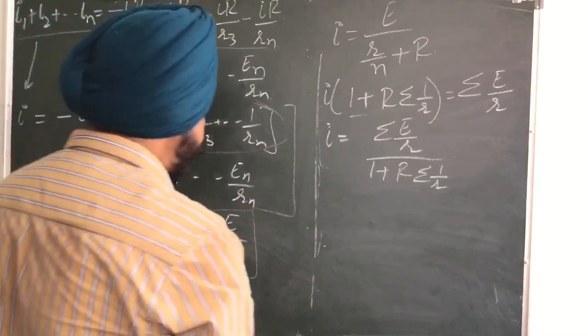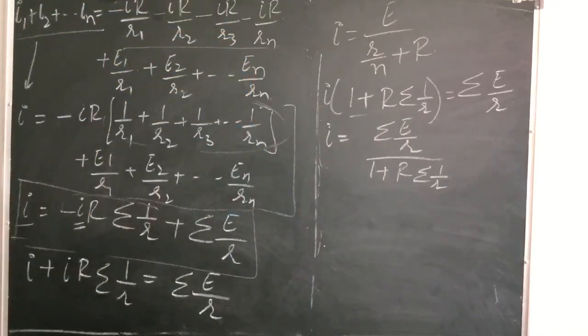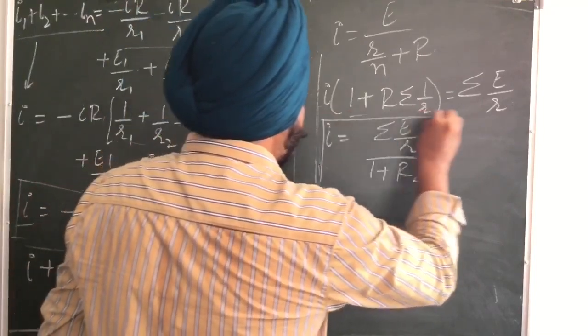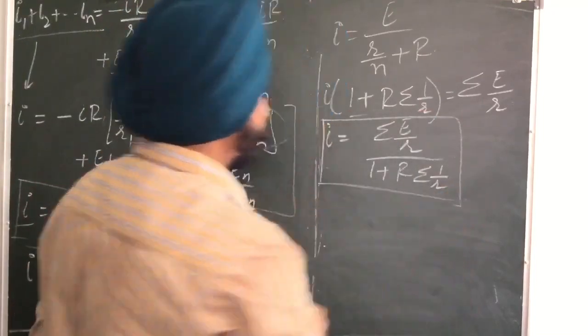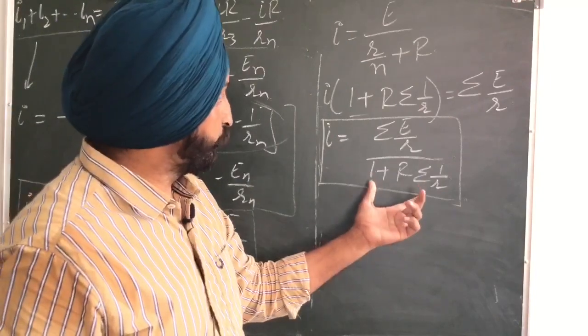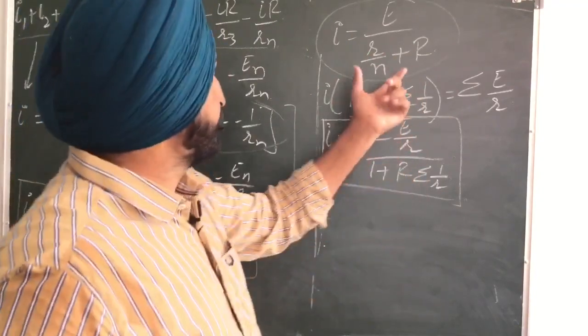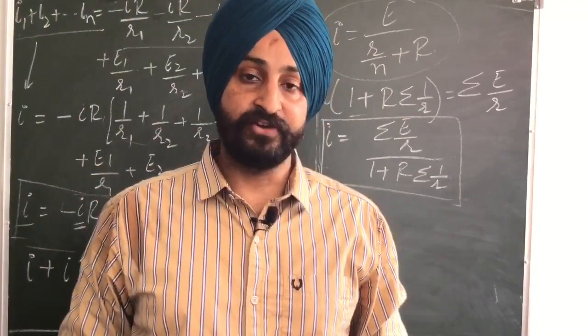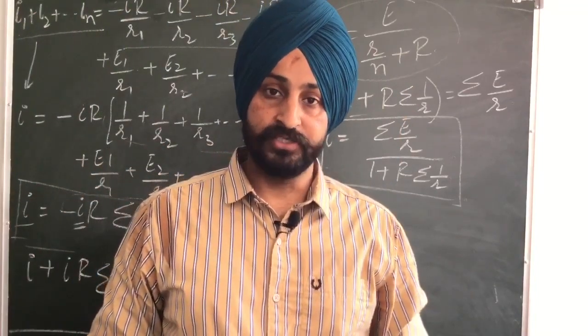So this is the value that we are going to get. Now what I am going to do is, I will compare this equation with this equation. This is the equation that we got from parallel connections when each battery had EMF E and internal resistance R.